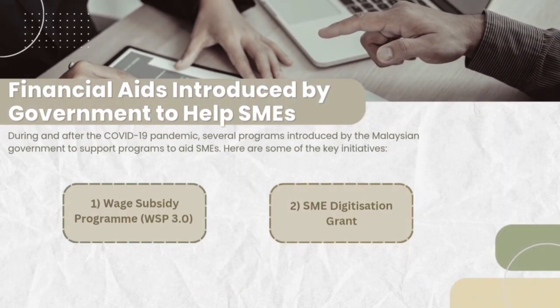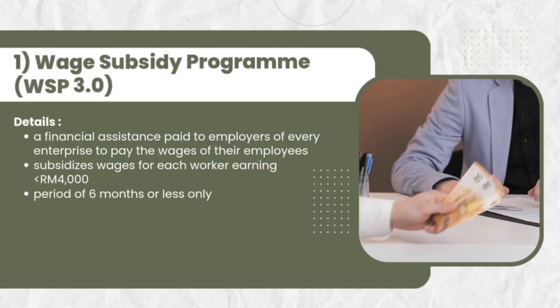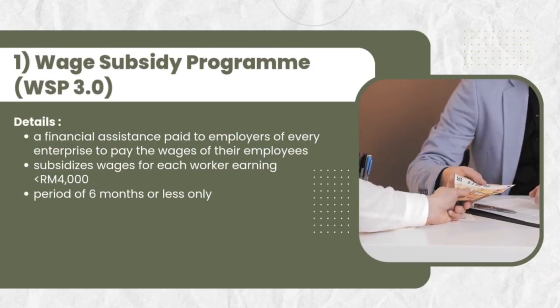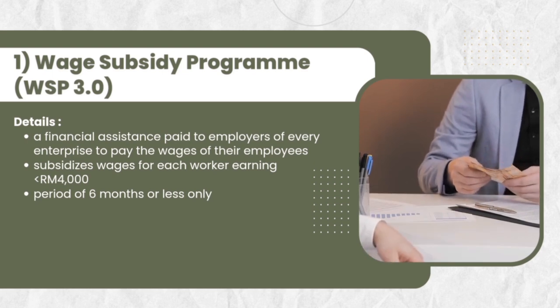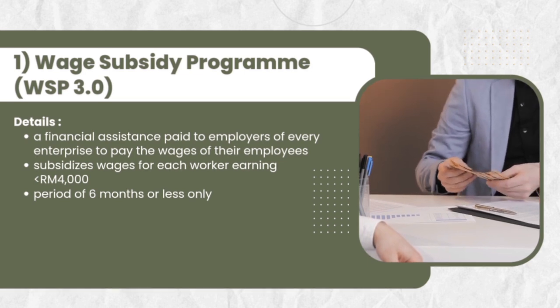These are financial aids introduced by the government to help SMEs during and after the COVID-19 pandemic. The first one is the Wage Subsidy Program. This program is a financial assistance paid to employers of every enterprise to pay the wages of their employees. It subsidizes wages for each worker earning below 4,000 Malaysian ringgit. This is only for a period of 6 months or less.